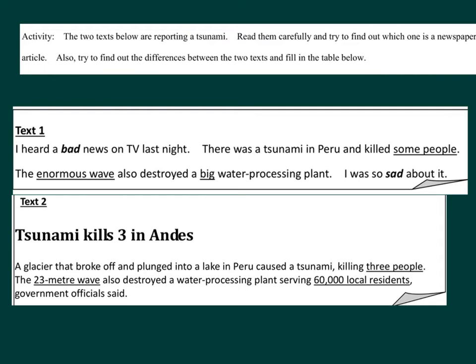Text 2. Tsunami kills 3 in Andes. A glacier that broke off and plunged into a lake in Peru caused a tsunami, killing 3 people. The 23-meter wave also destroyed a water processing plant serving 60,000 local residents, government officials said.